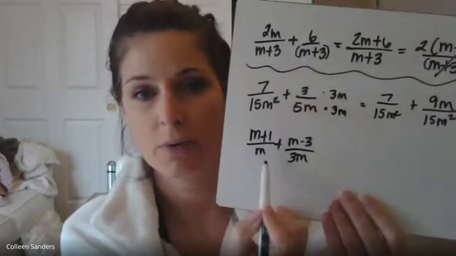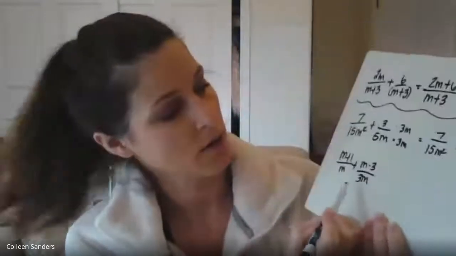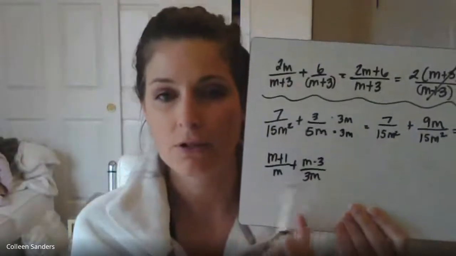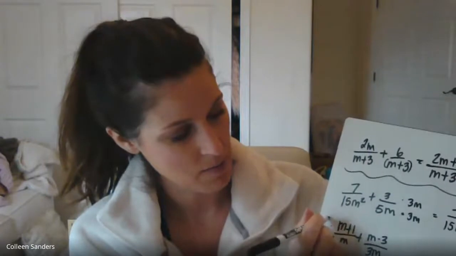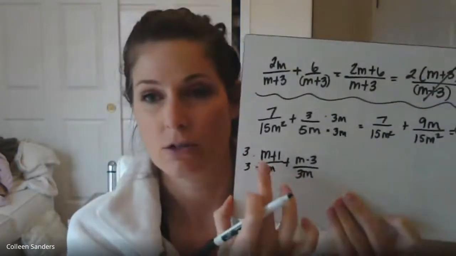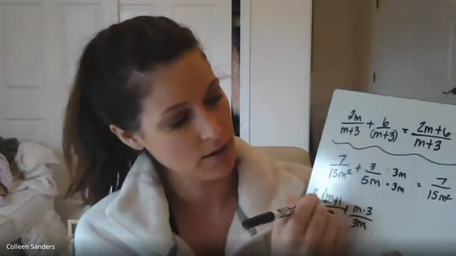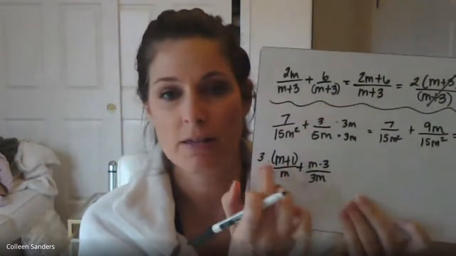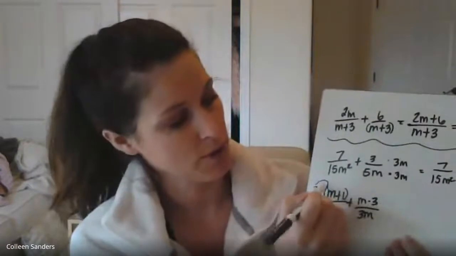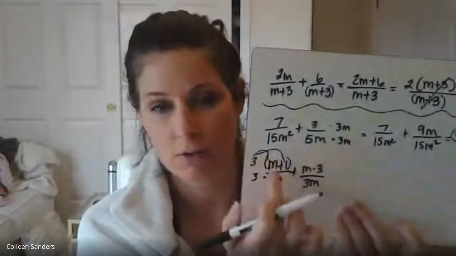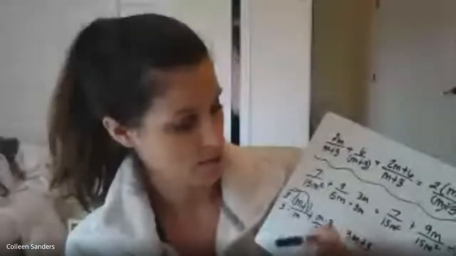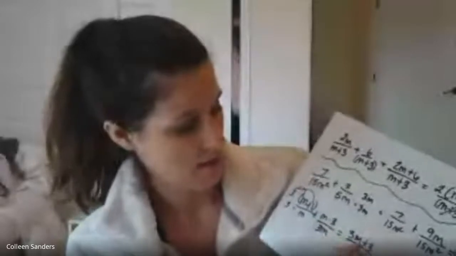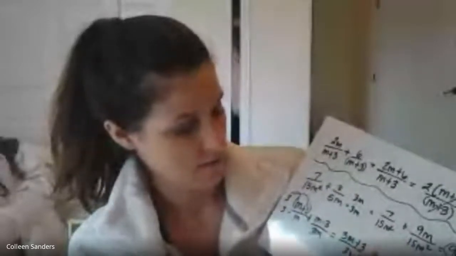Okay, so m plus 1 over m minus 3 over 3m. So my common denominator is going to be 3. And so I got to multiply the top and bottom by 3. But this, students make mistakes on a lot. This, again, is all locked together. So when I multiply this by 3, you have to distribute it to the 3 to the m and the 1. So this will become 3m plus 3 over 3m plus m minus 3 over 3m.